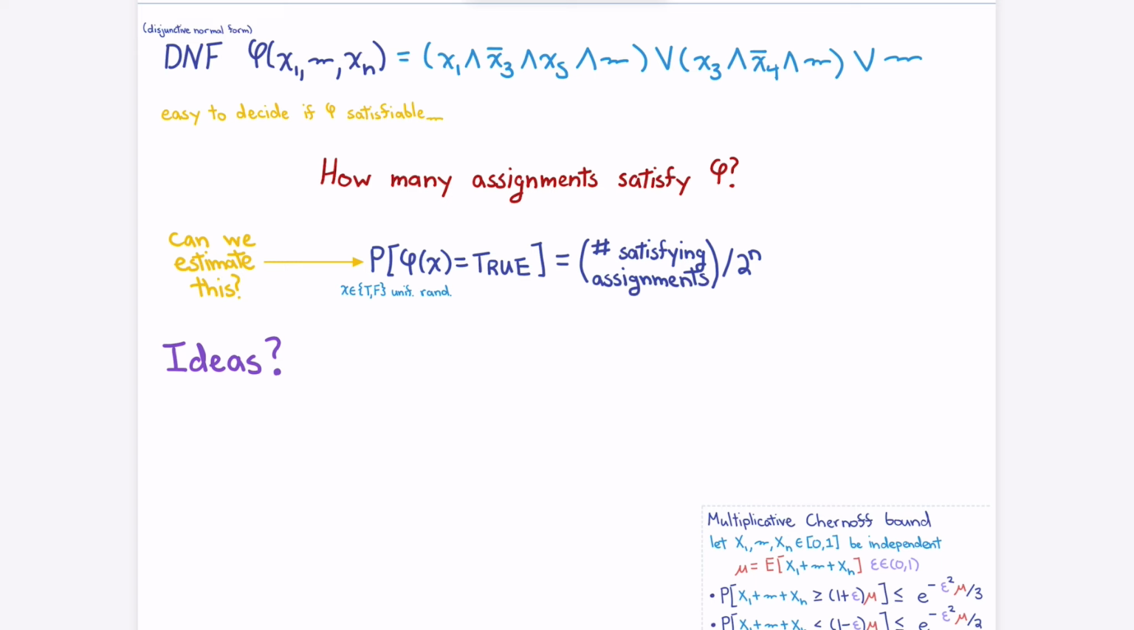Okay, so maybe I'll start with a satisfying assignment and then flip some of them and see if it's still satisfying. Okay, that's an interesting idea. That's not a bad idea, though, but it won't ultimately be what we do.